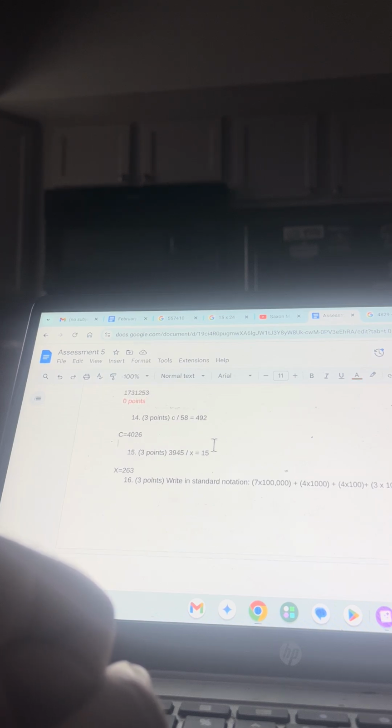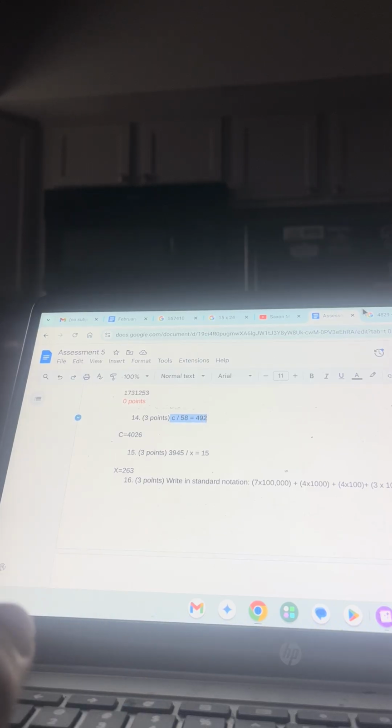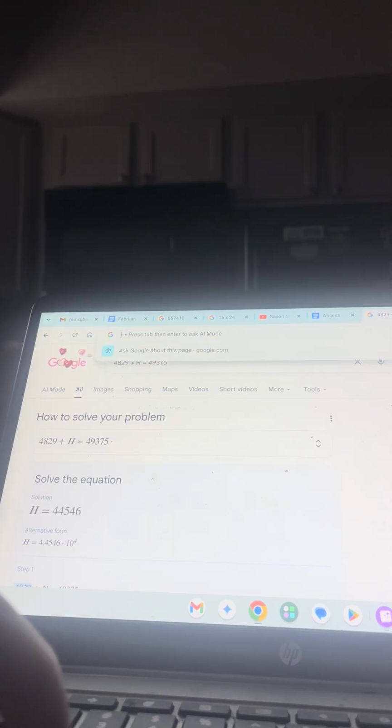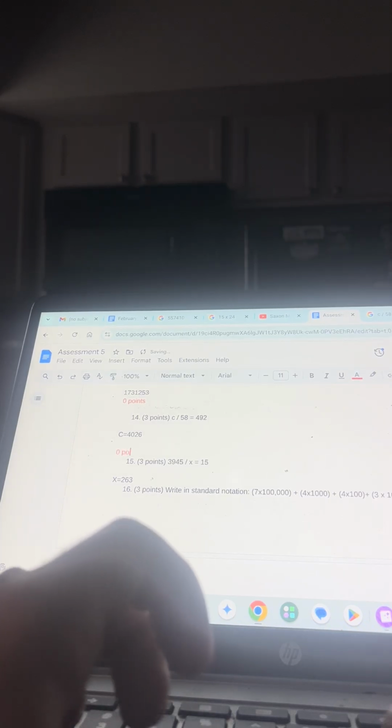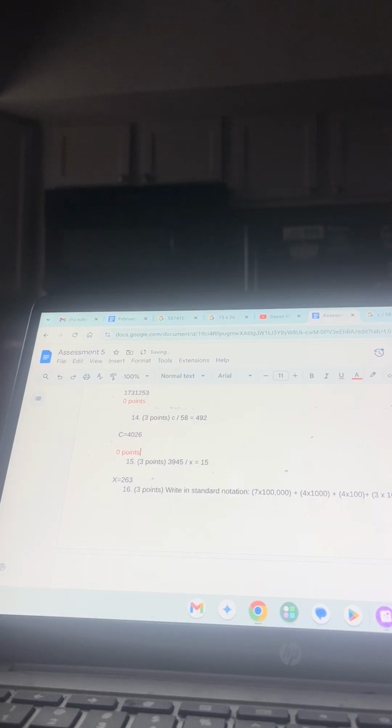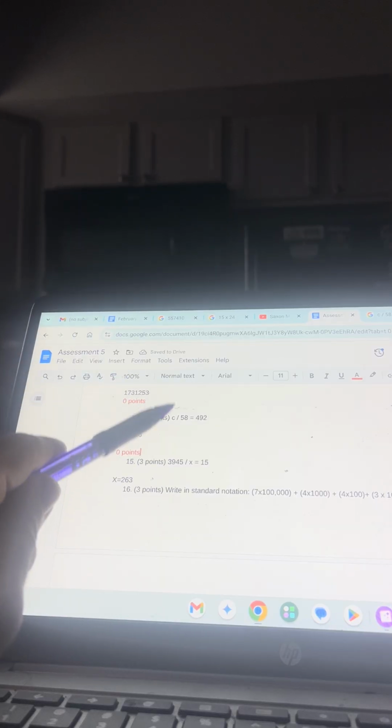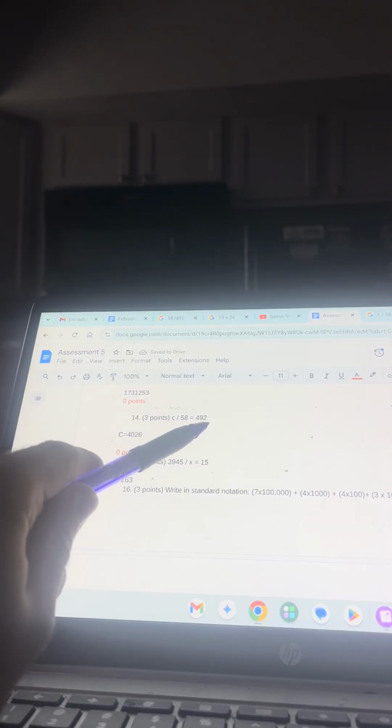Okay, what about this one? Let's check and see if you got this one right. C equals 28,536. Okay, you weren't even close to being right on this one, so this one's going to be 0 points too. But remember, I'm not sure what you did. C divided by 58 equals 492.